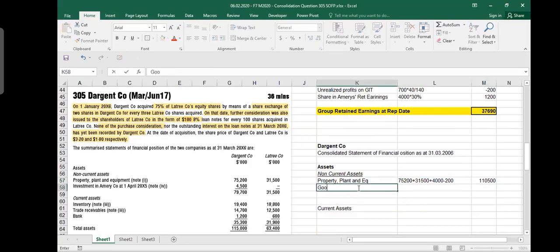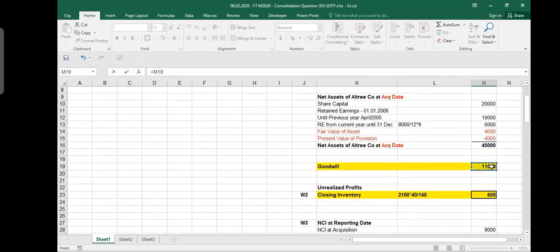Then straight away you go to your goodwill, and goodwill you calculated above. I don't know if it was note 1 or note 2, you should mention it here. And I could go up and find out our goodwill, which was 11 million. So we add 11 million here for the goodwill.